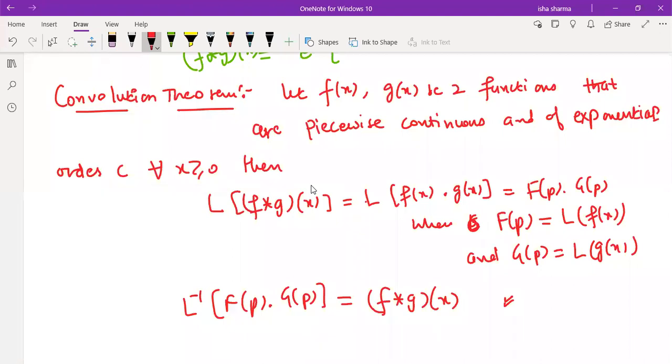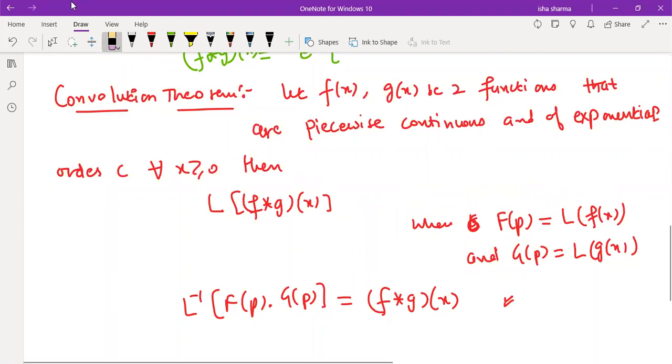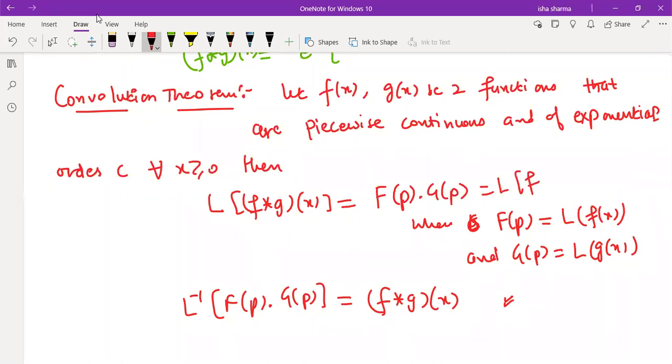So you can see there is a function whose Laplace transform, if you take it, is equal to the product of individual Laplace transforms. So this is L of f(x) into L of g(x).